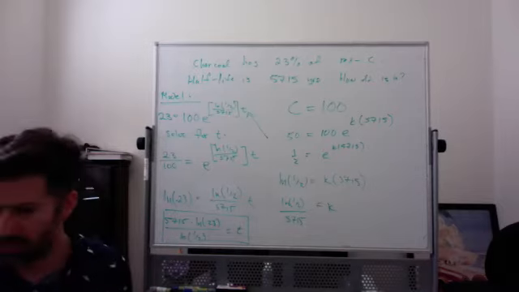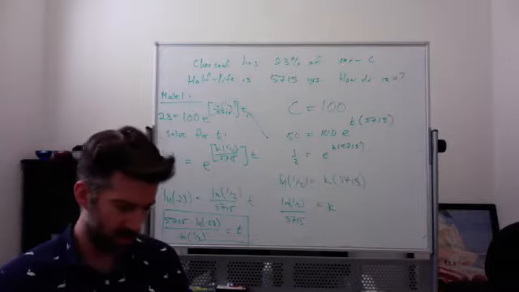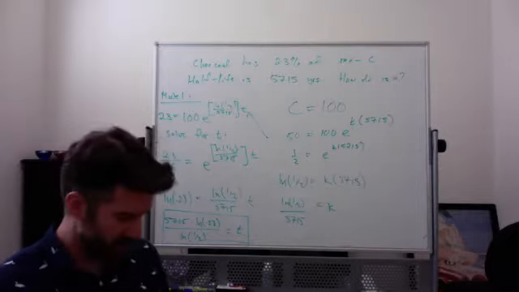If you were doing a decimal approximation, where'd my good calculator go? I've got one garbage calculator and one good calculator. So if I was going to calculate this, let's see.